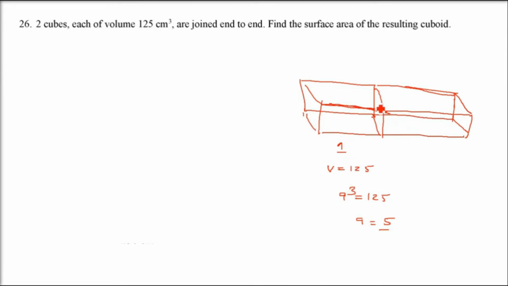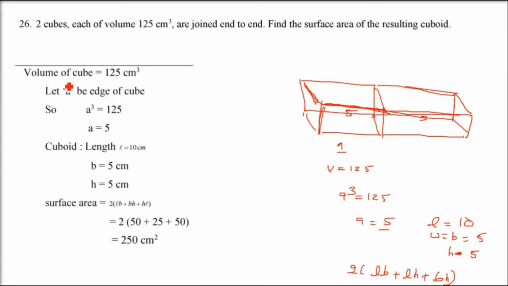So we have to find out the surface area of the resulting cuboid. When we combine this, the length is 5 plus 5, so the length has become 10. The width or breadth is 5. How about the height? Height is 5 only, it didn't change. So we have all the parameters and we'll use the formula 2 times (LB plus LH plus BH). Let me tell you again, the volume of each cube is 125 centimeter cube, so A is 5.